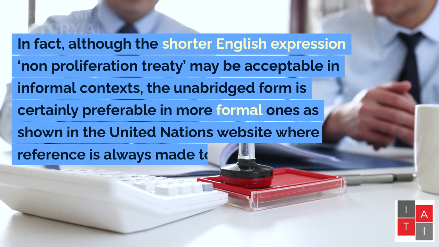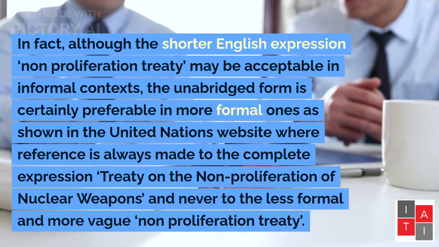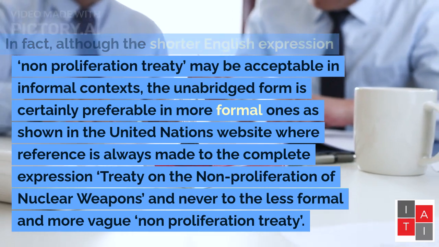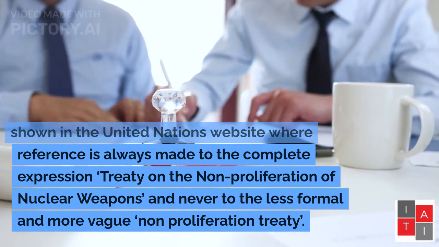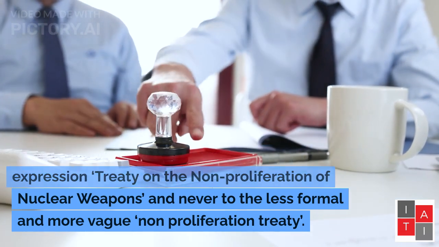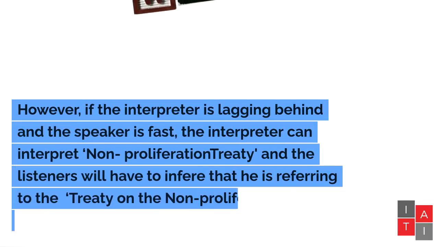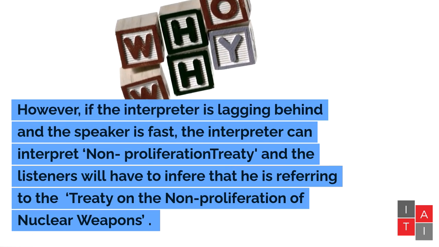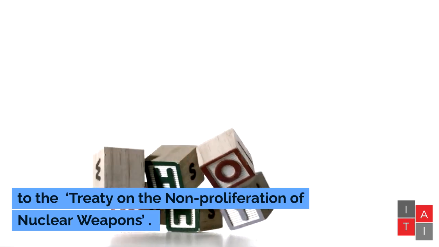In fact, although the shorter English expression, non-proliferation treaty, may be acceptable in informal contexts, the unabridged form is certainly preferable in more formal ones, as shown in the United Nations website, where reference is always made to the complete expression, Treaty on the Non-Proliferation of Nuclear Weapons, and never to the less formal and more vague, Non-Proliferation Treaty. However, if the interpreter is lagging behind and the speaker is fast, the interpreter can interpret Non-Proliferation Treaty, and the listeners will have to infer that he is referring to the Treaty on the Non-Proliferation of Nuclear Weapons.